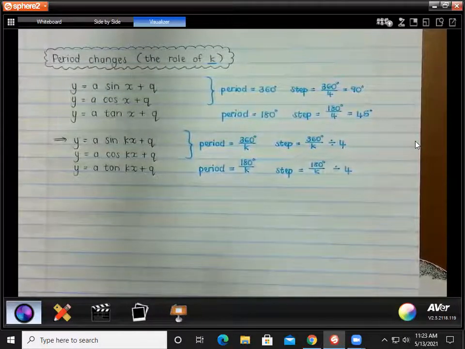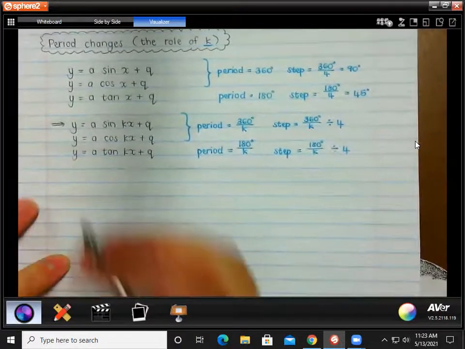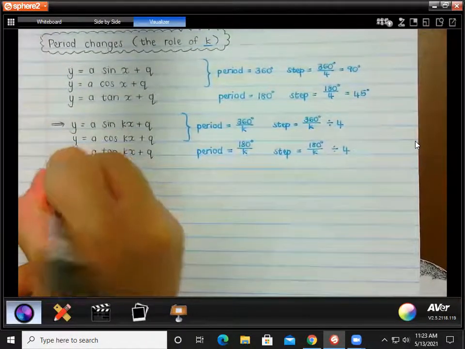Okay, I want us to do some examples quickly. Sorry. So you can just write here: examples.